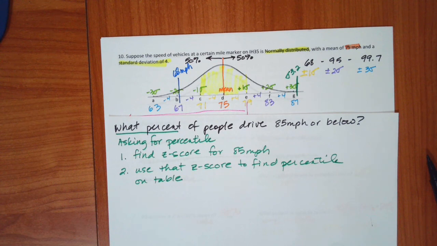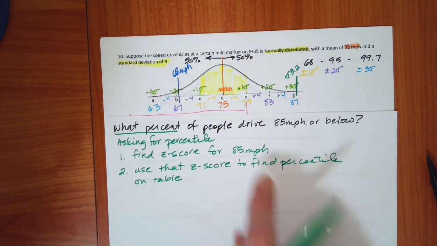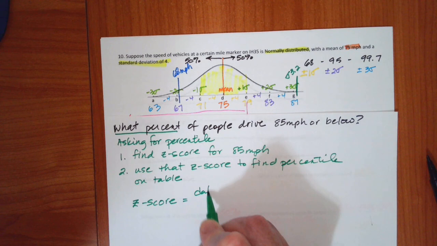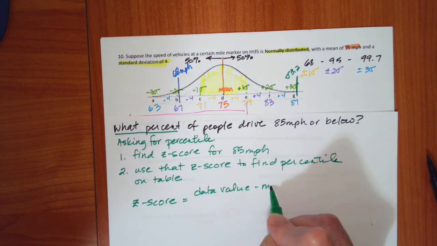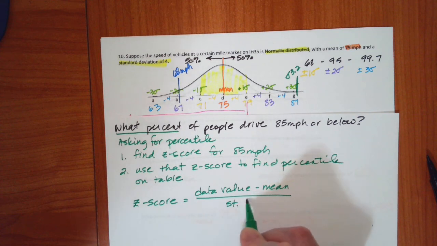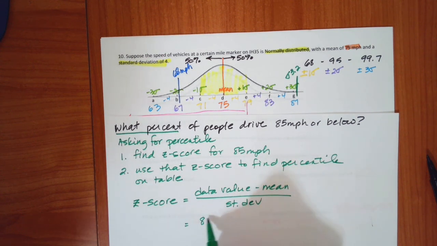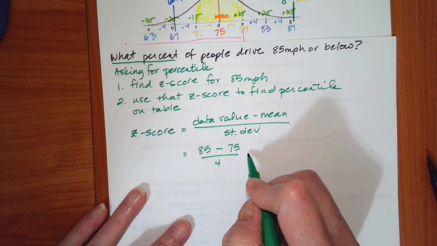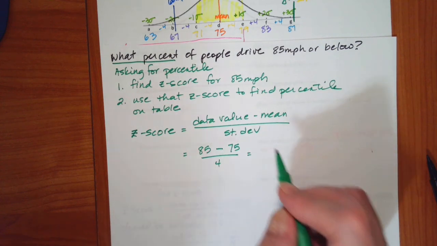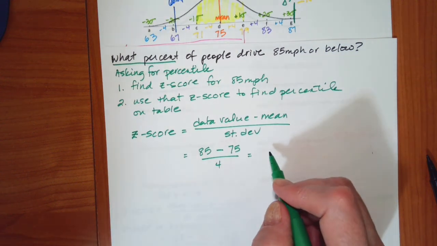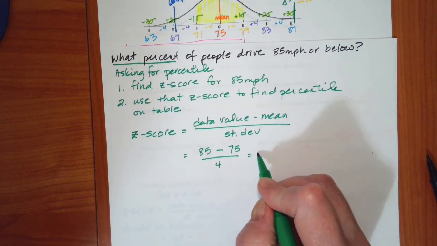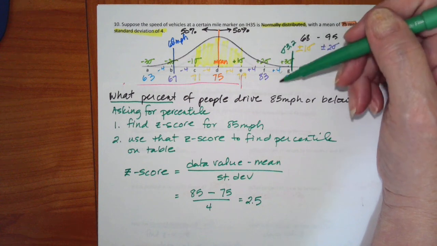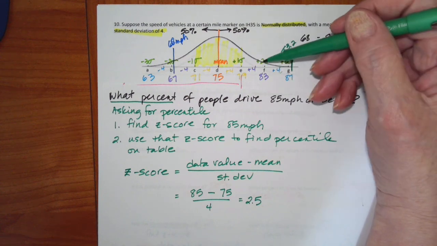So find the z-score. We have a formula for that. So the z-score is equal to the data value minus the mean, and these formulas will be given to you, divided by the standard deviation. The data value is 85. The mean is 75. The standard deviation is 4. And that gives us 2.5. Now once again, I'm going to go to my graph and see if that makes sense. It does. 85 is right in here, so my z-score should be between 2 and 3.